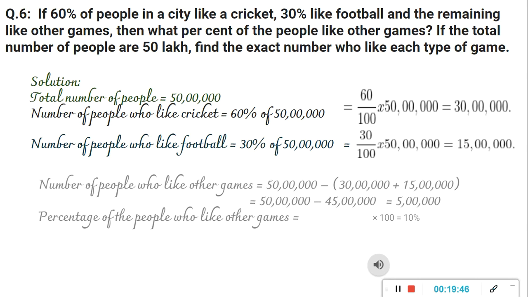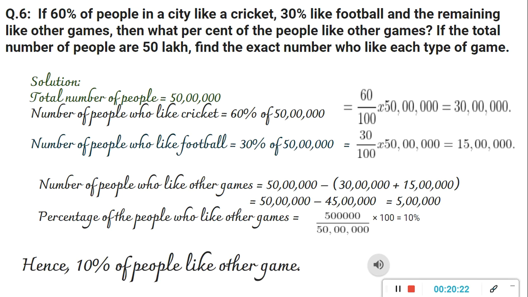Now the number of people who like other games means total minus those who like cricket plus those who like football. So that is 50 lakh minus 30 lakh plus 15 lakh, that is equal to 45 lakh. So 50 lakh minus 45 lakh is equal to 5 lakh. Now we can find the percentage. Percentage of the people who like other games is 5 lakh divided by 50 lakh into 100, that is equal to 10 percent. So therefore 10 percent of people like other games. Clear?